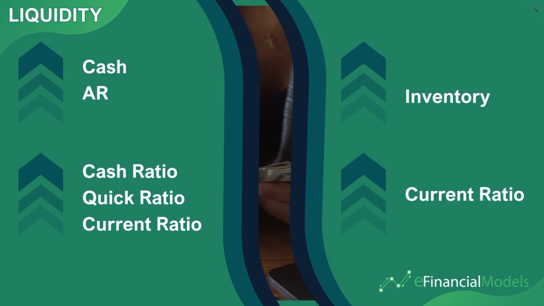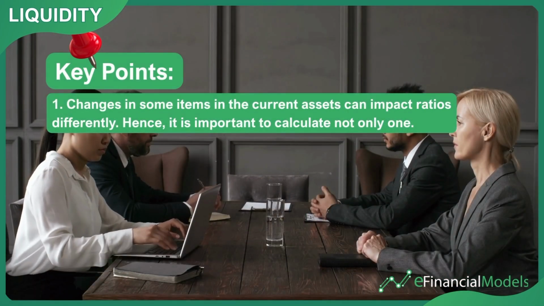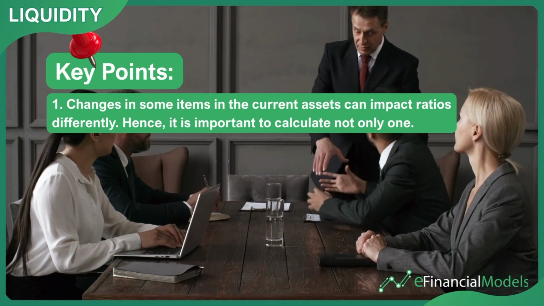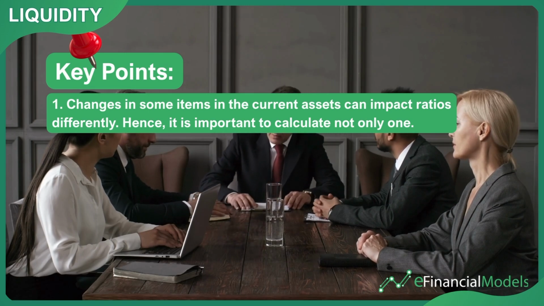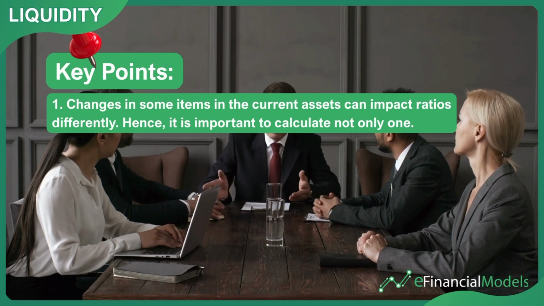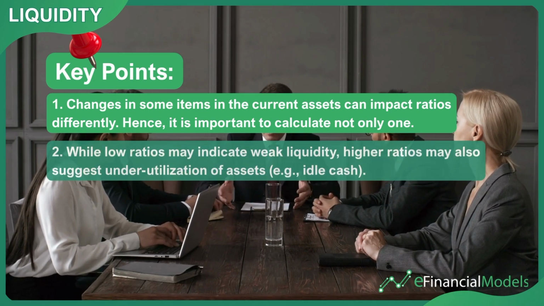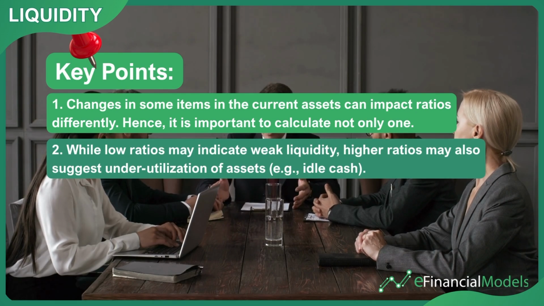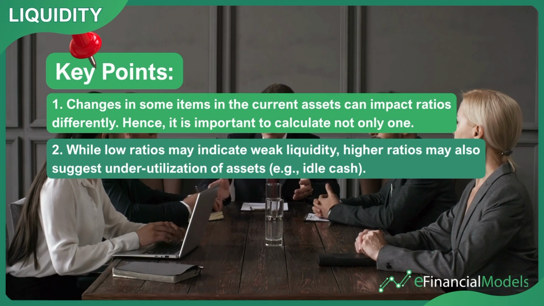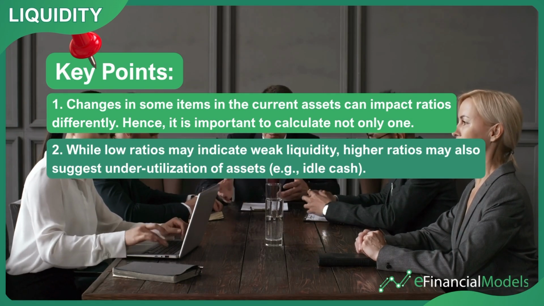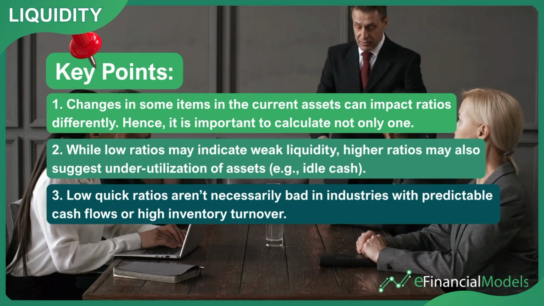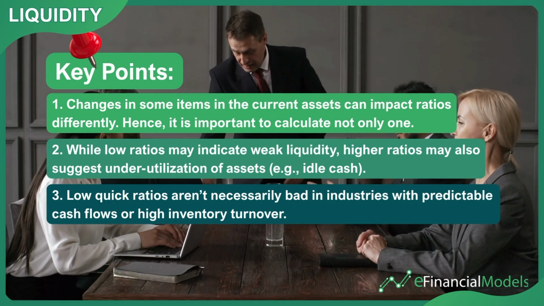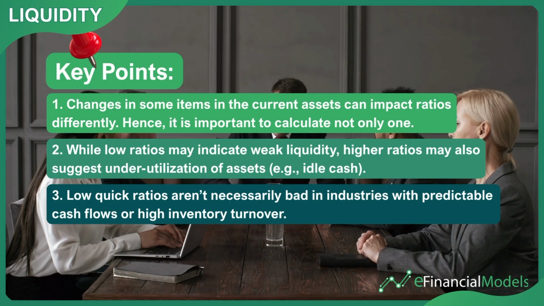Here are the key takeaways. Changes in some items in the current assets can impact these ratios differently, hence it is not recommendable to use only one ratio. Liquidity is best analyzed alongside other liquidity ratios. While low ratios may indicate weak liquidity, higher ratios may also suggest underutilization of assets, or not using its current assets efficiently. Low quick ratios aren't necessarily bad in industries with predictable cash flows or high inventory turnover. Having ratios below these amounts isn't always a red flag.